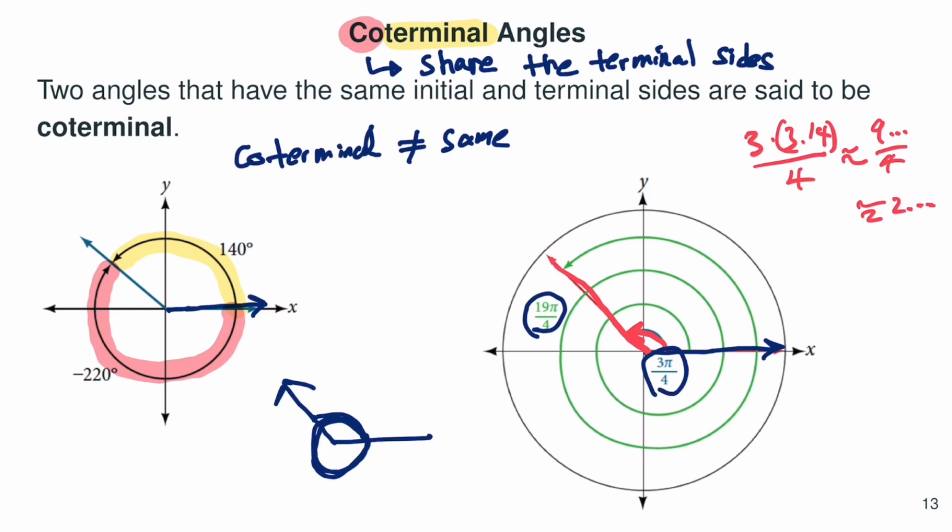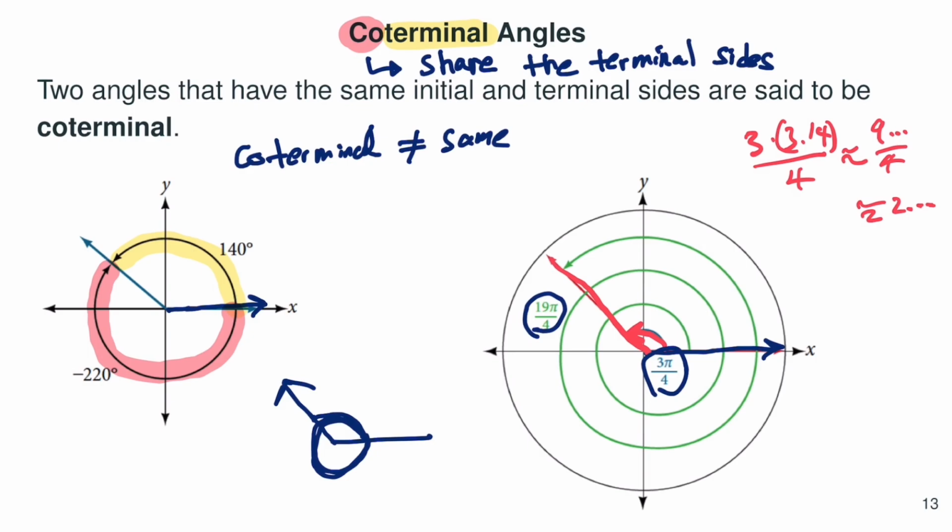So these two angles are coterminal to each other. They're not the same angle. They have the same initial and terminal sides, but the arc length they travel is different. That's why we call it coterminal. This terminology is very important. We need to be precise when we describe angles.